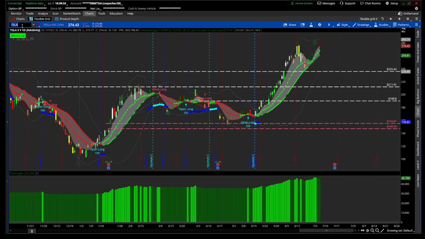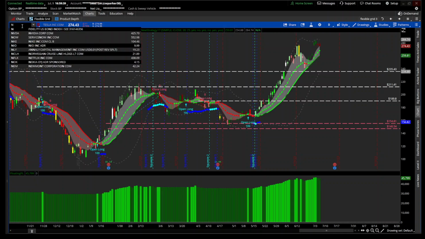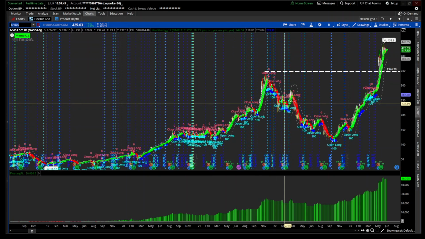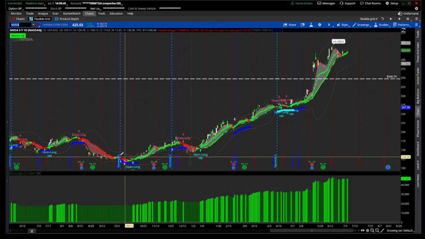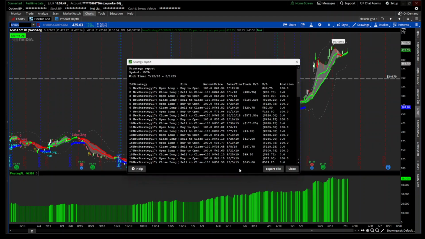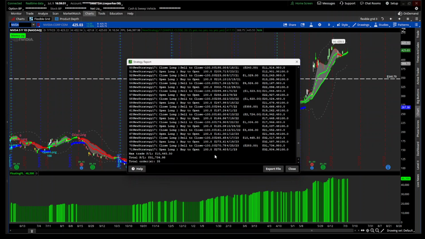So we can look at another one. We can look at NVIDIA, and this looks very nice for NVIDIA. So let's look and see what NVIDIA shows. 31,000 total profit, and max profit and loss was 10,000 over 35 trades.